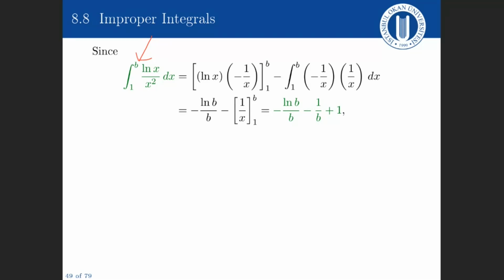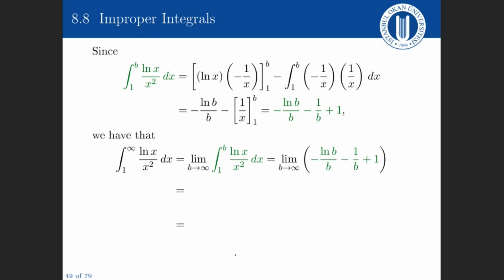Do this integral, we can skip most of the details. We get minus natural logarithm of b over b, minus 1 over b plus 1. And then we take the limit of this. We want the limit as b tends to infinity of this function. Limit of 1 is easy, that's just 1. Limit of 1 over b, easy, that's 0.